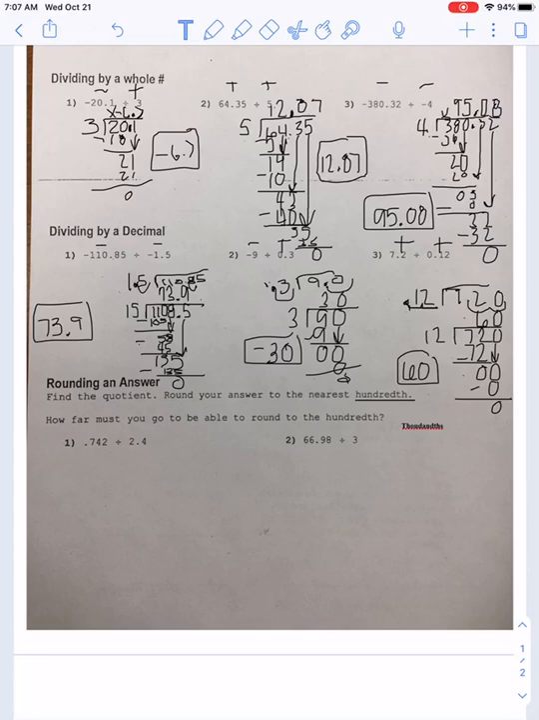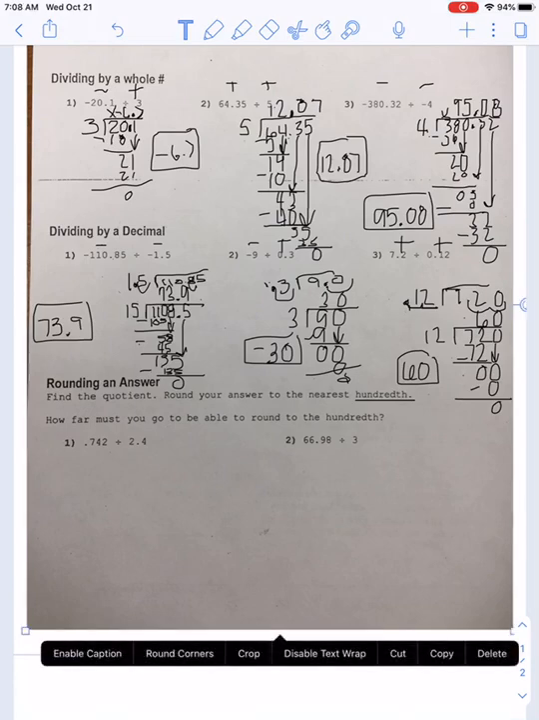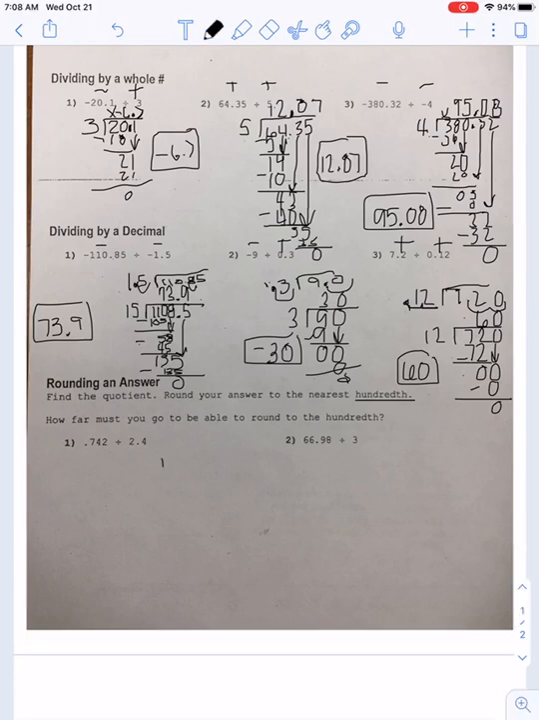So we have 0.742 divided by 2.4. Remember, the first number is a number that goes under the divisor. The second number goes on the outside. Here, we're going to have to move the decimal 1, so I need to move the decimal once in here. That's going to give us a new problem of 24 divided by 7.42. I can move that decimal straight up right there.